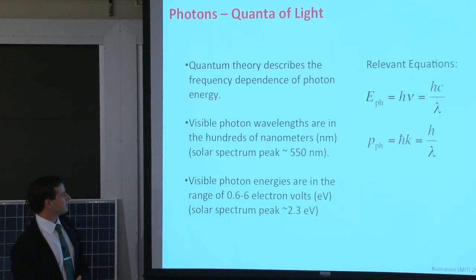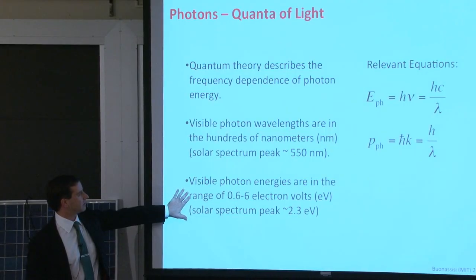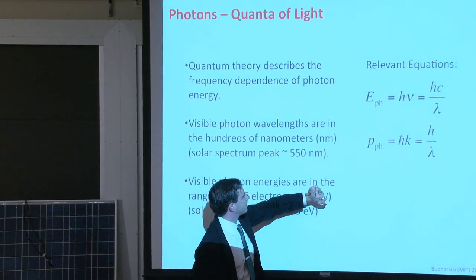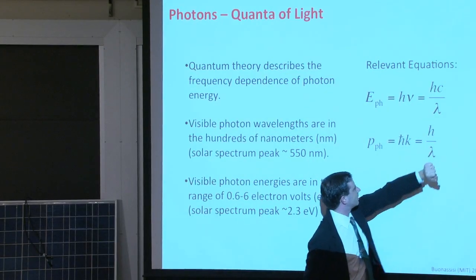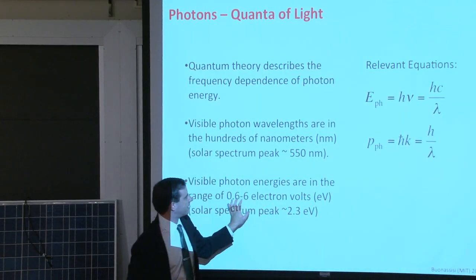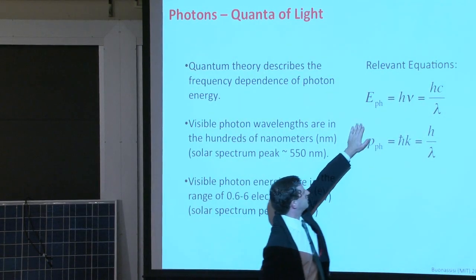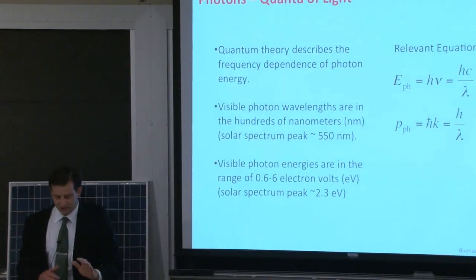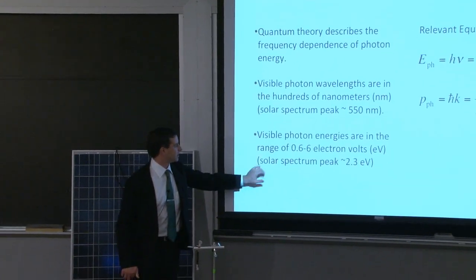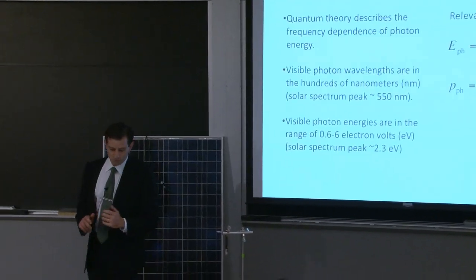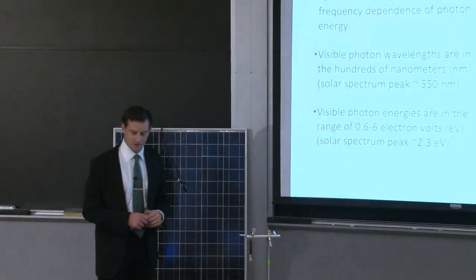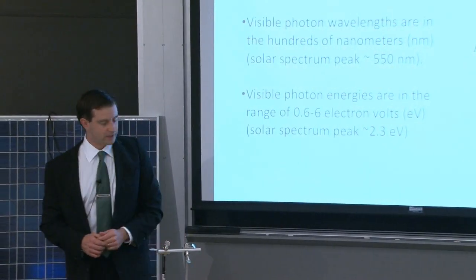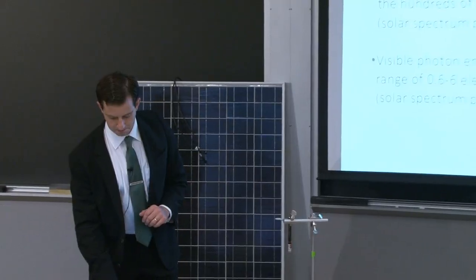And the second point that is equally valid, we can describe the wavelengths of the incoming light, lambda, or we can describe the energies of the incoming light, this E sub ph, the energy of the photons. Right? And so just to situate ourselves again, the visible photon energies are typically in a range of 0.6 to 6 eV, electron volts. Again, with the peak of the solar spectrum at 550 nanometers, somewhere around 2.3 eV.